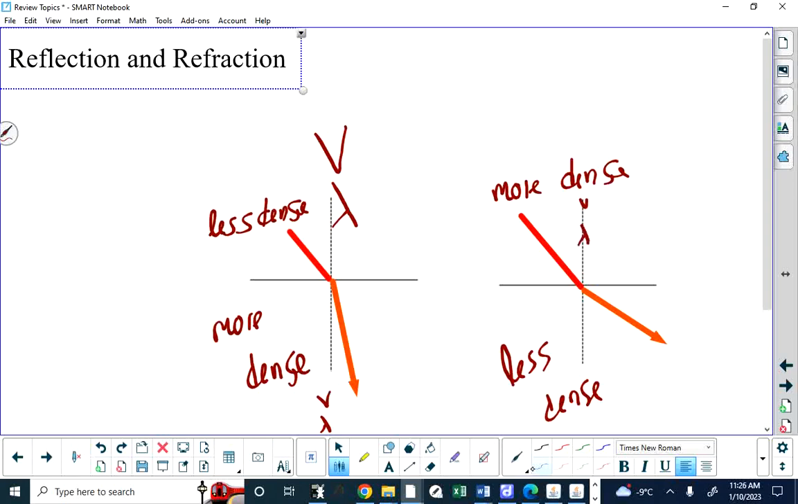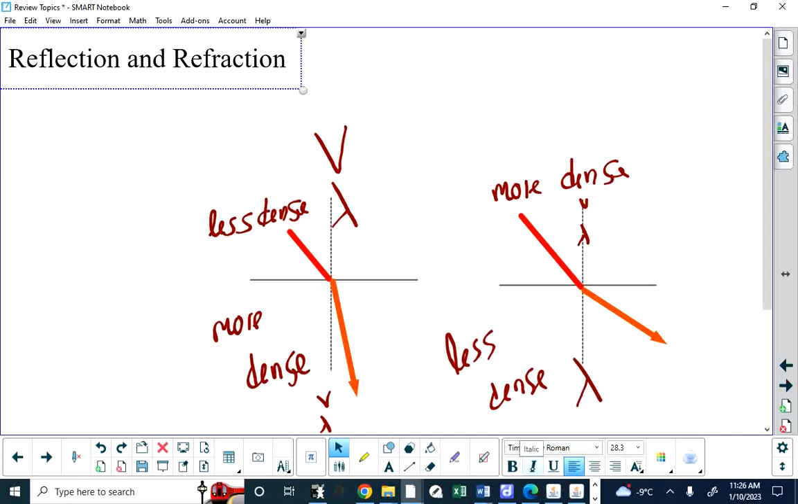On the other hand, the opposite is true here. When the wave refracts away from the normal, and those are rays, I'm not actually showing you the ripples or the wave fronts, when it refracts away from the normal, it's going to speed up and the wavelength will increase. So everything about refraction is a qualitative thing that you're expected to know.